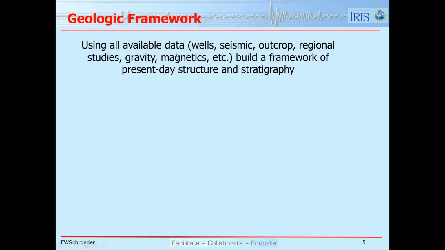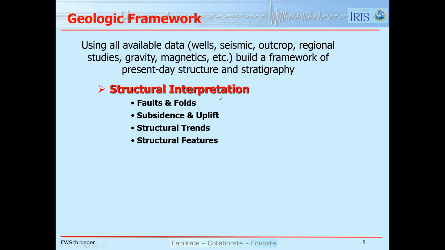So the geological framework, we use all the available data. We may have wells. We should have seismic data. We may have outcrops on the edges of the basin that we're looking at. We may have had regional studies done either by our own company or has been published or available through academia. There are gravity studies, magnetic studies, and whatever other information would impact understanding the geological framework. And we'll build a framework of present-day structure and stratigraphy.